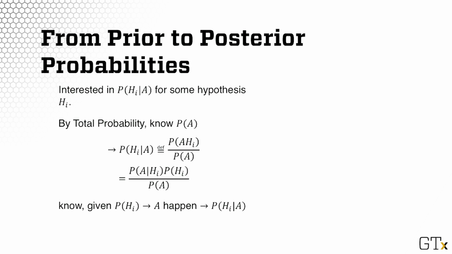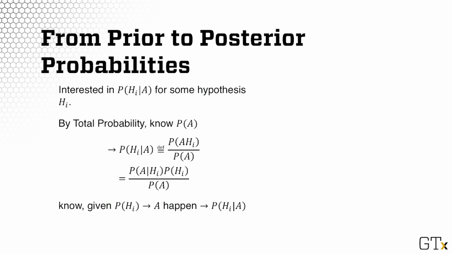By total probability, we know and we calculated the probability of A. That was the weighted average of conditional probabilities where the weights were probabilities of hypothesis. But the probability of hypothesis given A is by definition a conditional probability. And this is the probability of intersection divided by the probability of the event that you are conditioning upon, in this case the probability of A. And if you represent the probability of intersection as the product of probabilities in which you use A conditional to HI, you get something which is called Bayes formula.